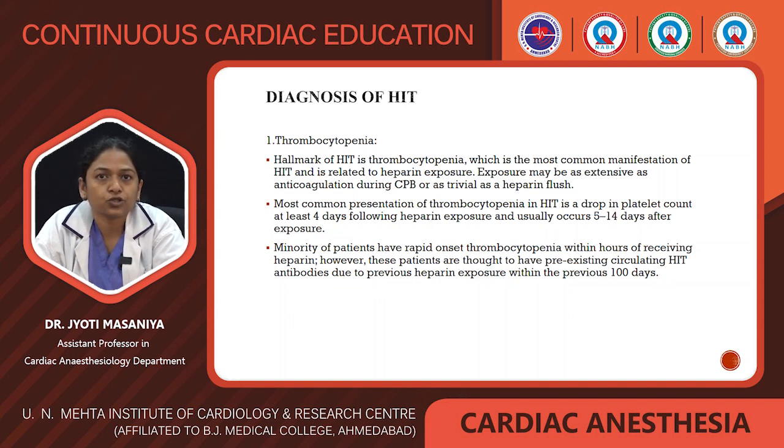The most common presentation of thrombocytopenia in HIT is a drop in platelet count at least 4 days following heparin exposure, and it usually occurs 5 to 14 days after exposure. A minority of patients have rapid onset thrombocytopenia within hours of receiving heparin. However, these patients are thought to have pre-existing circulating HIT antibodies due to previous heparin exposure within the previous 100 days.